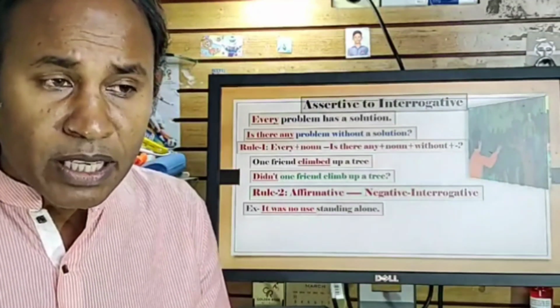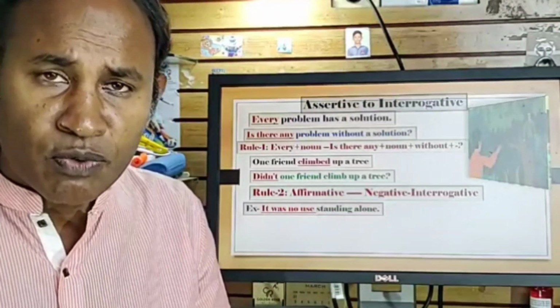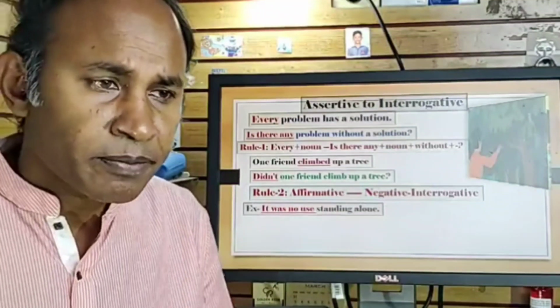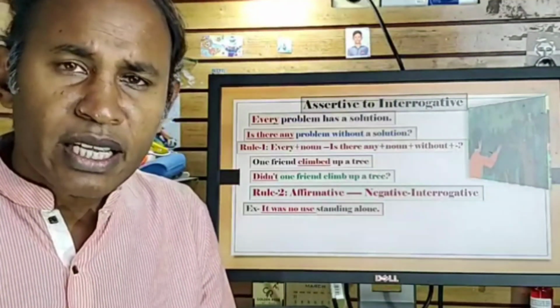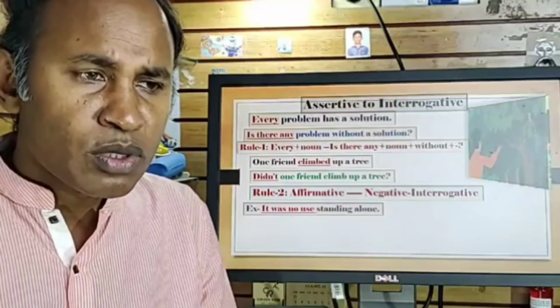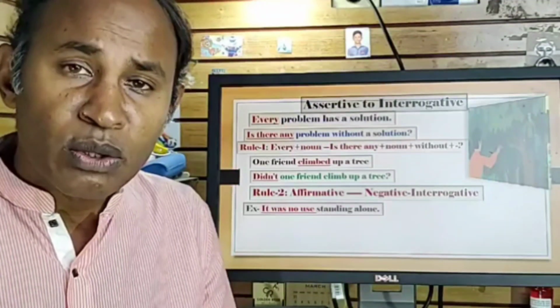Then we see: it was no use standing alone. So be careful about this. Rule number 3 is very important, and exception one. Okay, so: it was no use standing alone. You see it was no use standing alone, so if it was no use is there, what do we have to do?